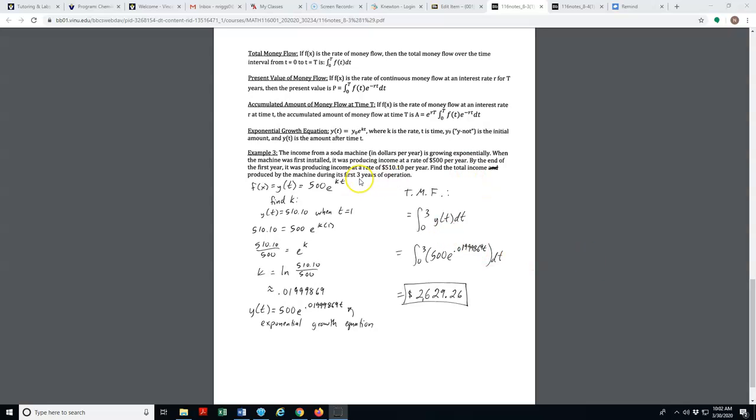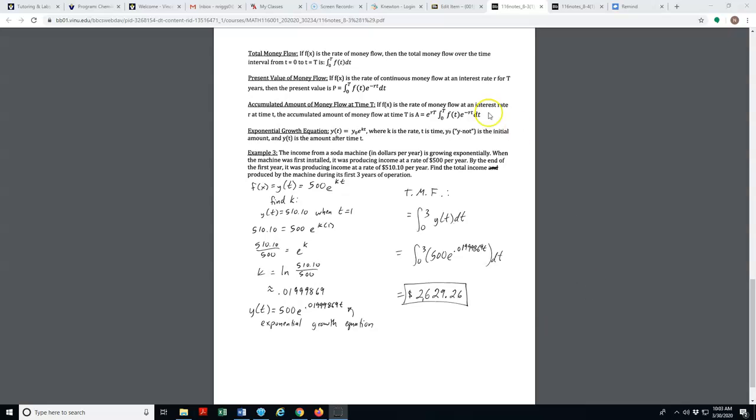So again, we want our total money flow over the first 3 years, so I'm integrating from 0 to 3, and that y of t is this exponential growth that I found. Nasty number, but that's what my calculator is for. So once I have that, I can throw it into my calculator, and I got about 2,600.